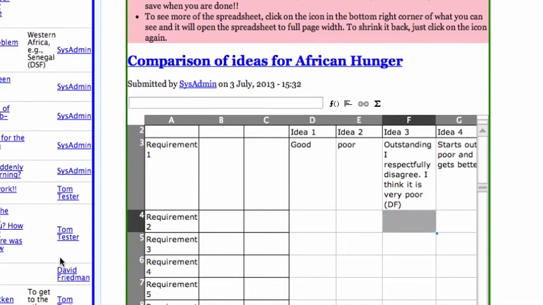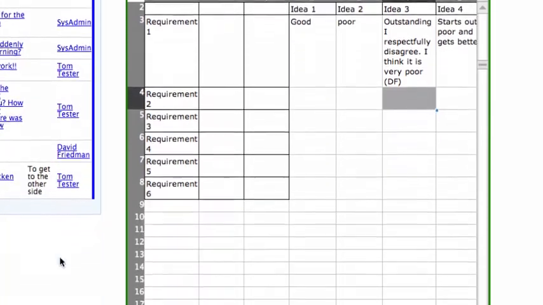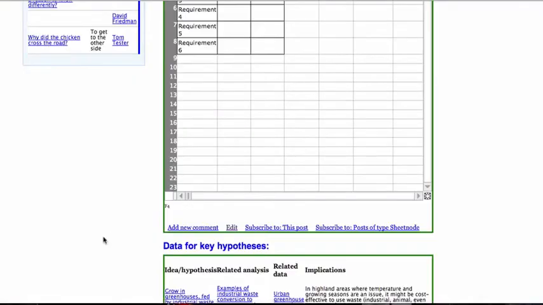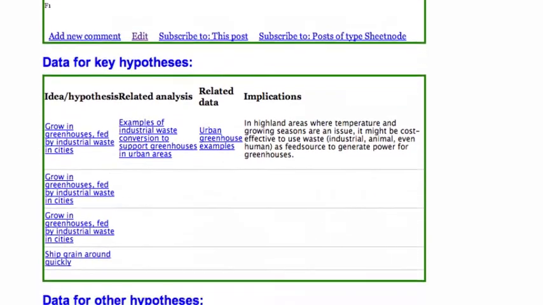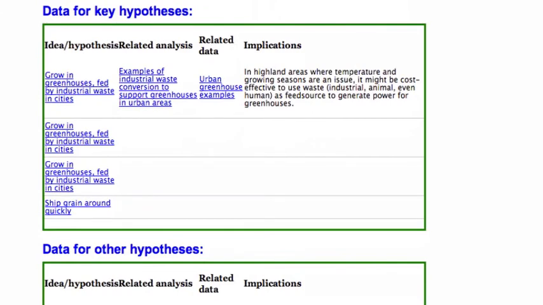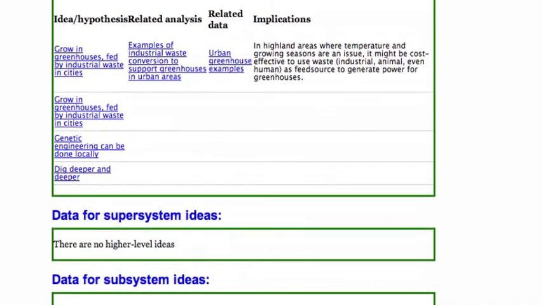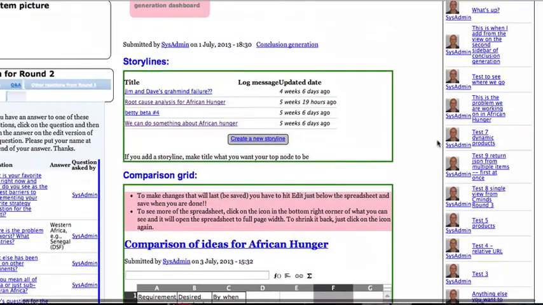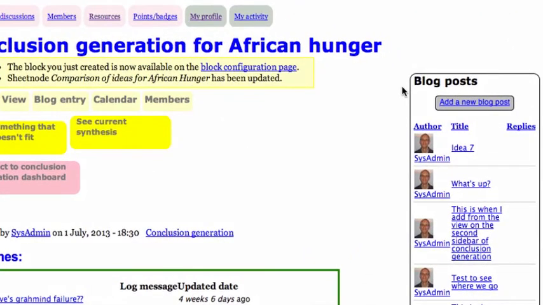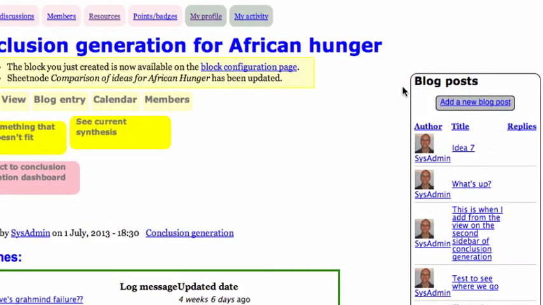Members can also look at a comparison grid, which compares different ideas against the requirements that were established at the beginning of the problem, to understand how each one measures up against what the client said they needed. Below the comparison grid are the data for the key hypotheses, the data for other hypotheses, and the data for supersystem and subsystem ideas. On the right side of the page are blog posts, which are essentially for adding something that just doesn't fit, the place where people have been able to put their comments along the way, and where people have been able to comment on those comments as well.